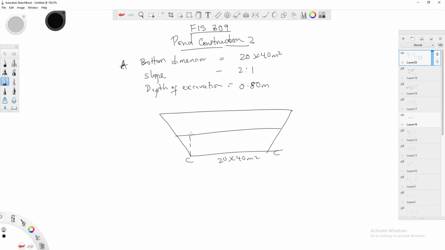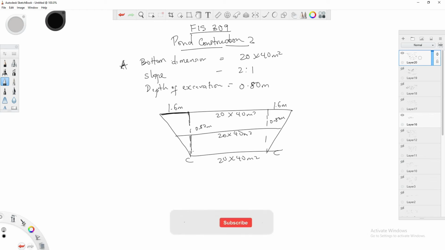Then if you trace it up like this, it is also 20 by 40 meters square. And we already know that everything here is 0.80 meters. This one too is 0.80 meters. Let's just see, now it's an arbitrary, assumed question. If this place is 0.8 meters, what would this place be? It will be 2 times 0.8, which will be 1.6 meters. Then this one will be 1.6 meters, isn't it?